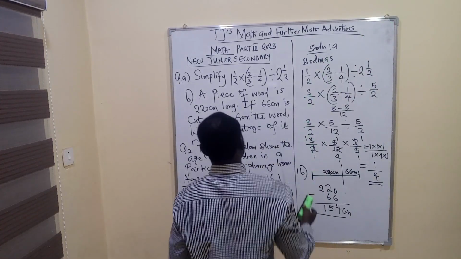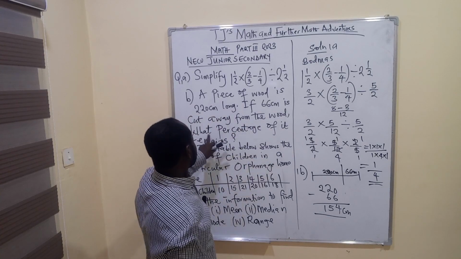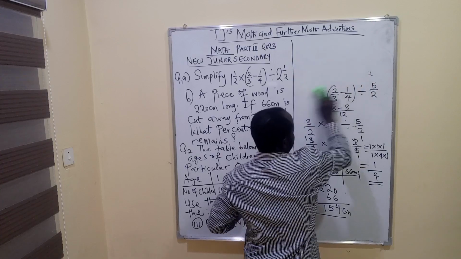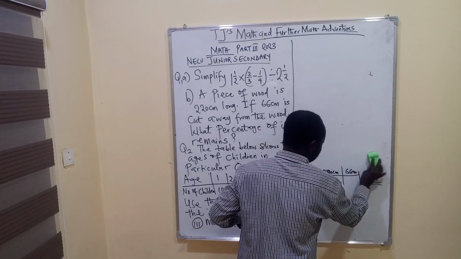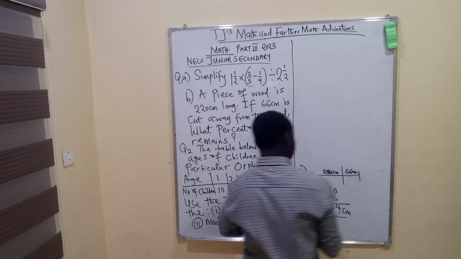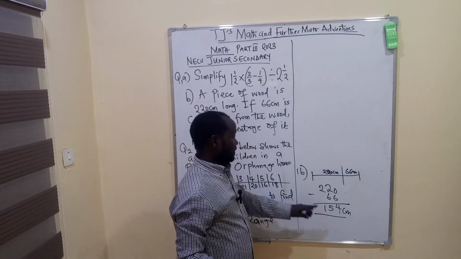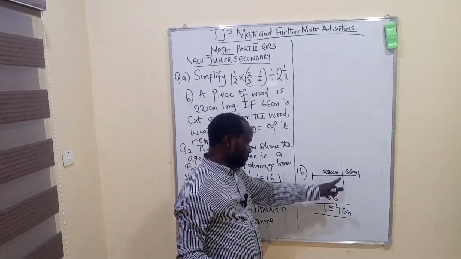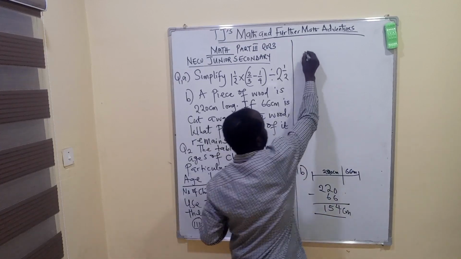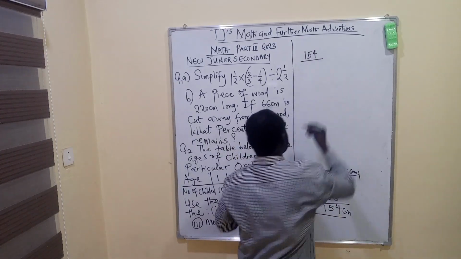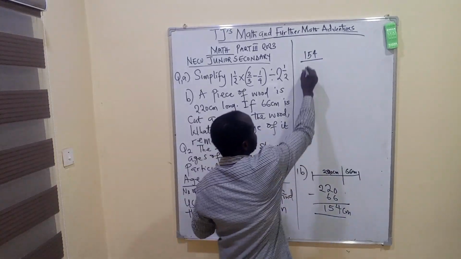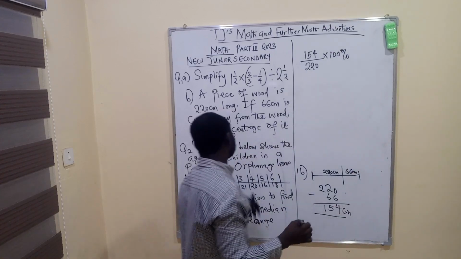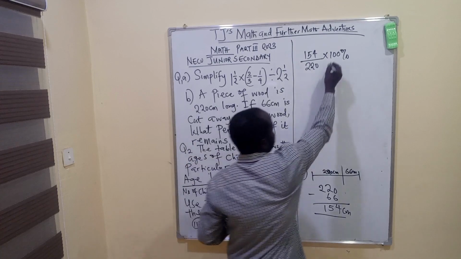Okay, but that's not what we're looking for. We are asked what percentage of it remains. So let's clean this 1A here so that we can solve for this 1B. So what percentage now? It means to find the percentage of what remains now, it will be 154, when you remove 66 from 220, divided by the total length of the wood, which is 220 times 100%. We are asked to find the percentage of what remains. So this is over 1.